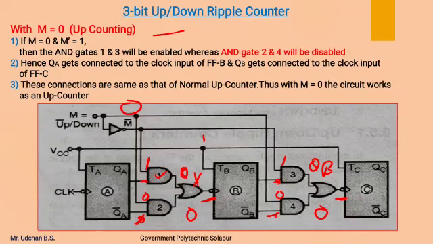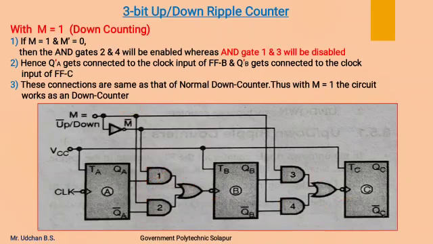So with M 0, AND gates 1 and 3 will be enabled, AND gates 2 and 4 will be disabled, by which the normal output of the previous flip-flop will be connecting as a clock input to the next flip-flop. Therefore this counter acts as an up counter. Now we will see with mode control input as 1, the circuit is the same, only the value of M is changed from 0 to 1.